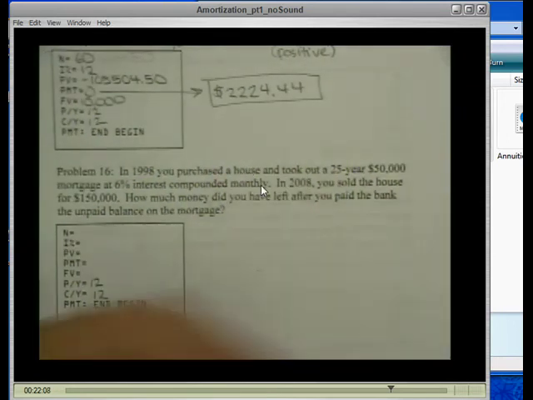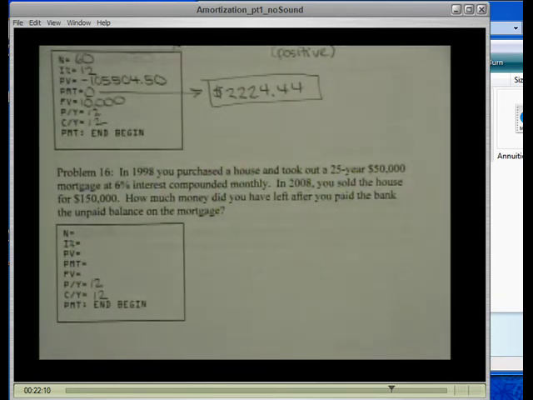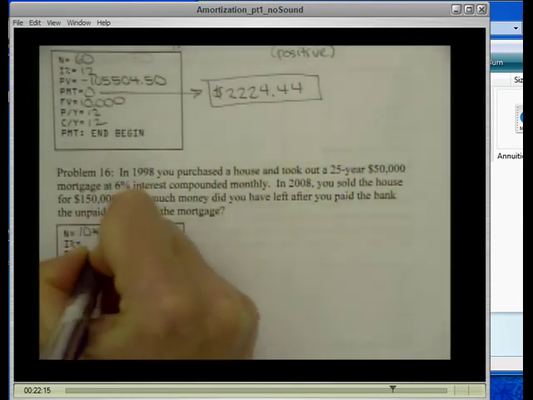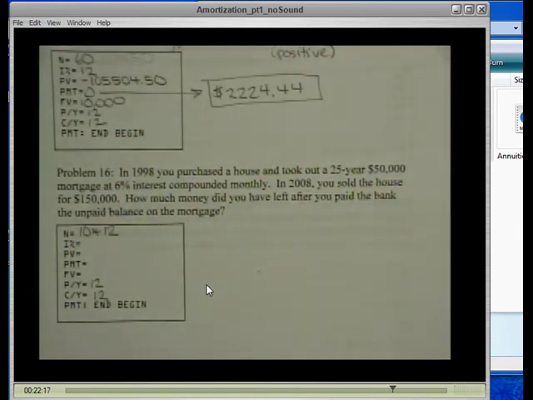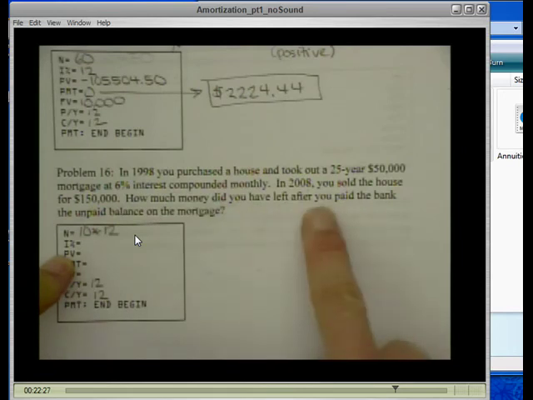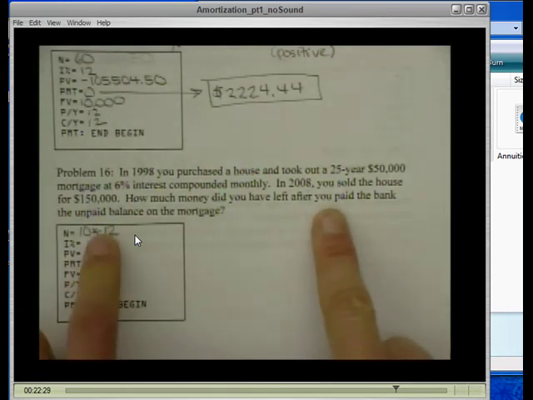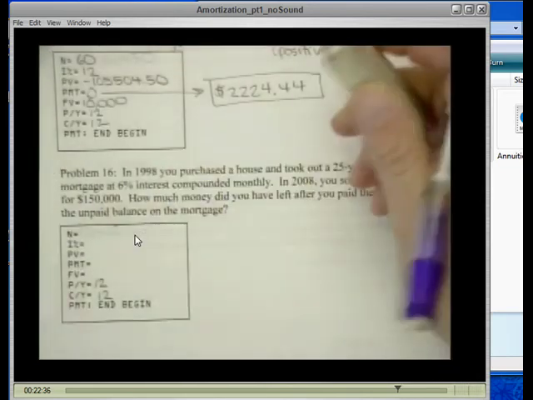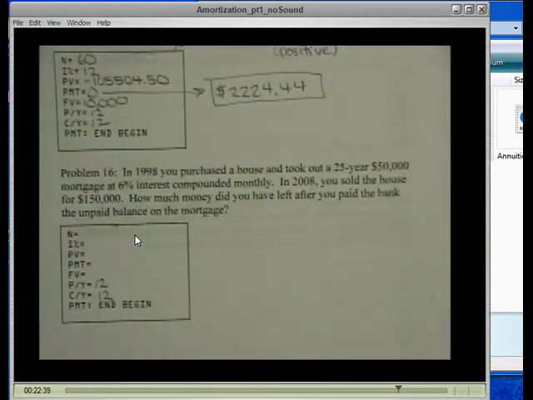The reason I erased it was because it says in 2008 you sold the house, so that would mean 10 years later. So I put 10 times 12, but we can't do that part without figuring out how much our mortgage payment was. It says how much did you have left? Well, we have to know what our payments were before we figure out what our balance was. So we do actually have to use the whole 25 years. So first we're going to figure out what our mortgage payment was. So our N will be 25 times 12.